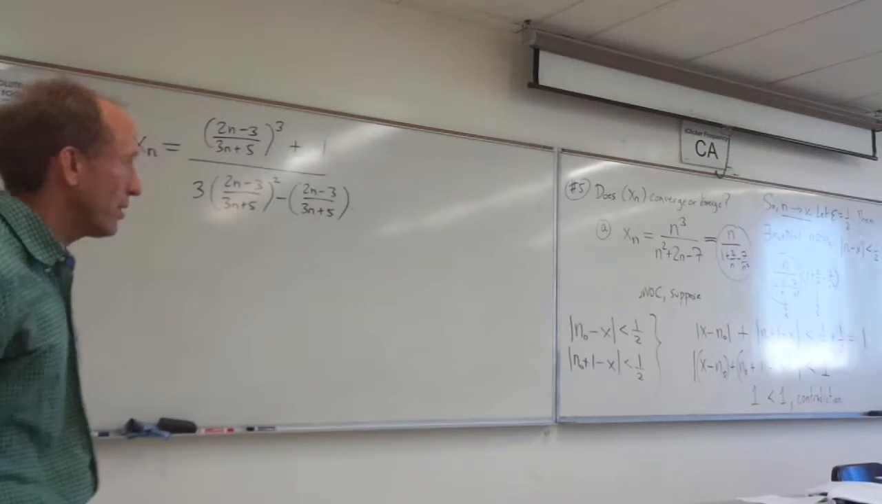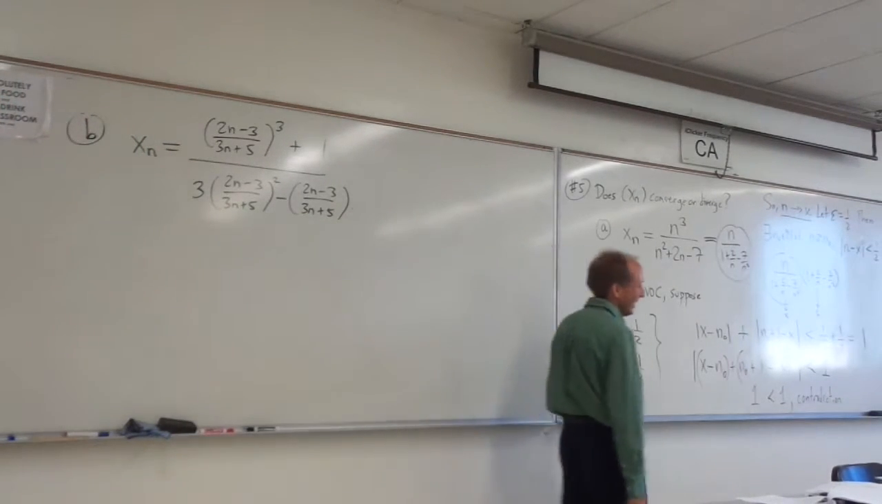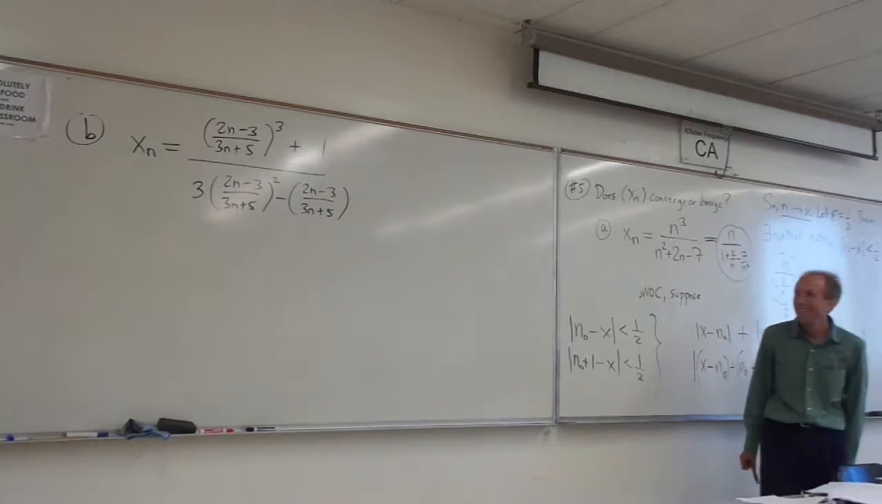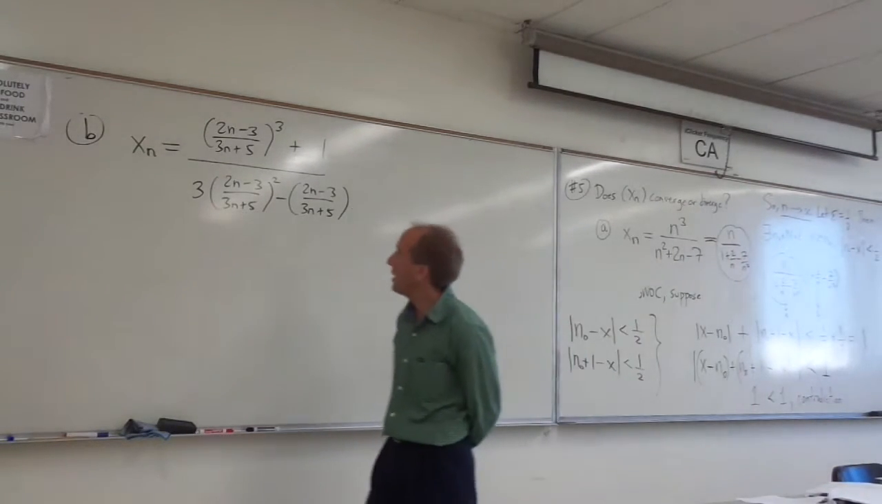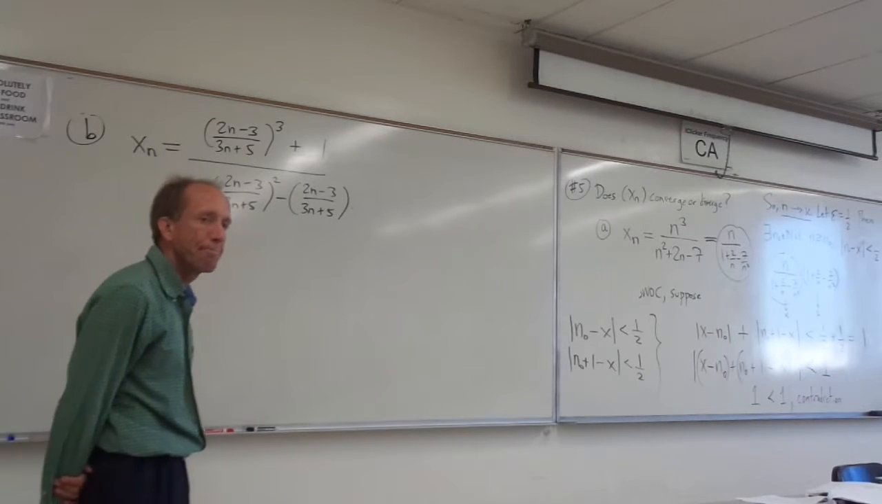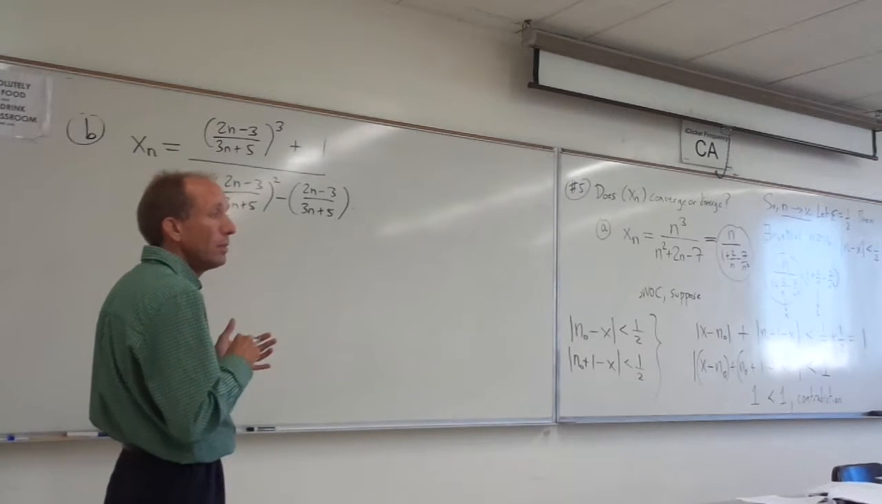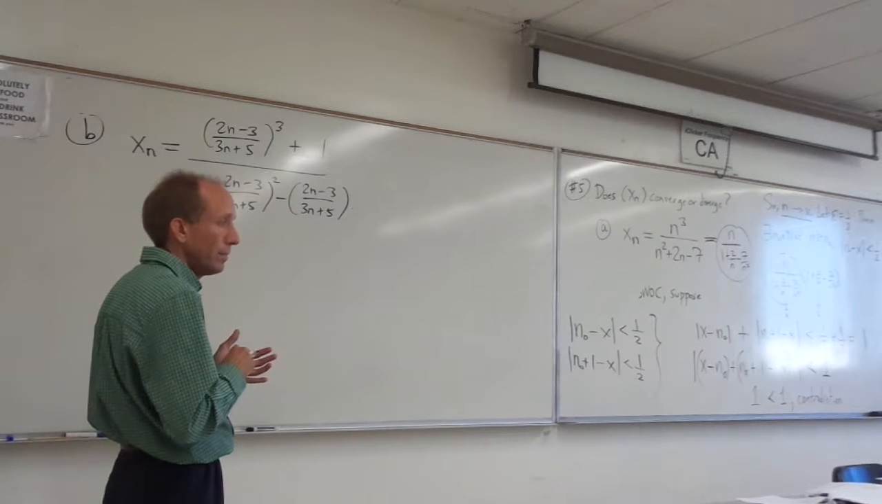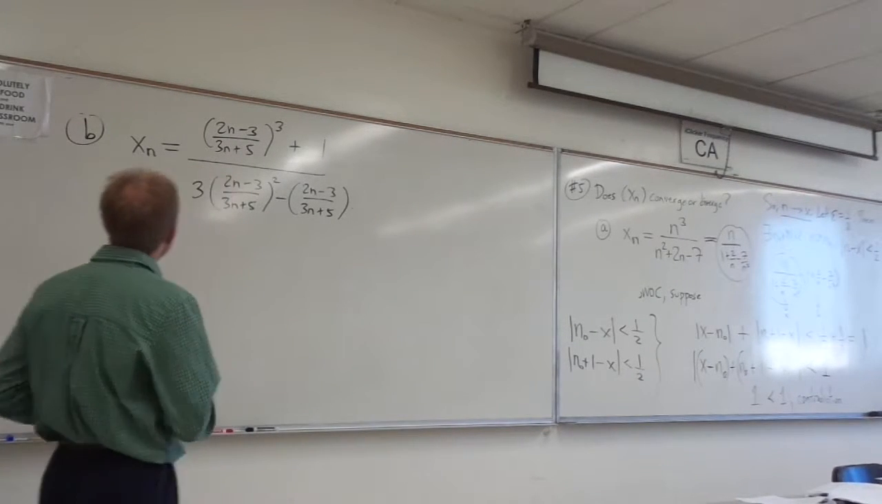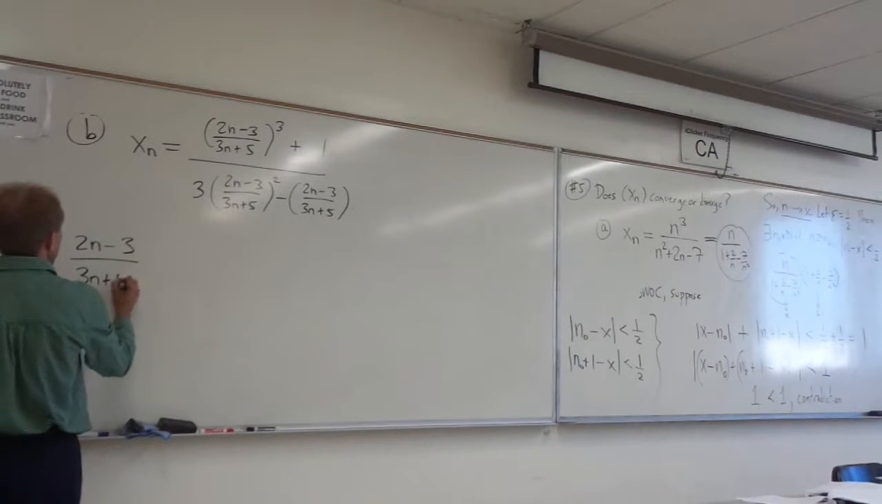Any suggestions as to what you're going to do? Please don't tell me you want to use the epsilon definition. We'll be here all day. We don't want to do that. Okay, so anybody have any suggestion here? Substitute, what do you mean? There's a lot of 2n minus 3 over 3n plus 5. Can we do the first part of the sum divided by everything in the bottom plus 1? So like this one?